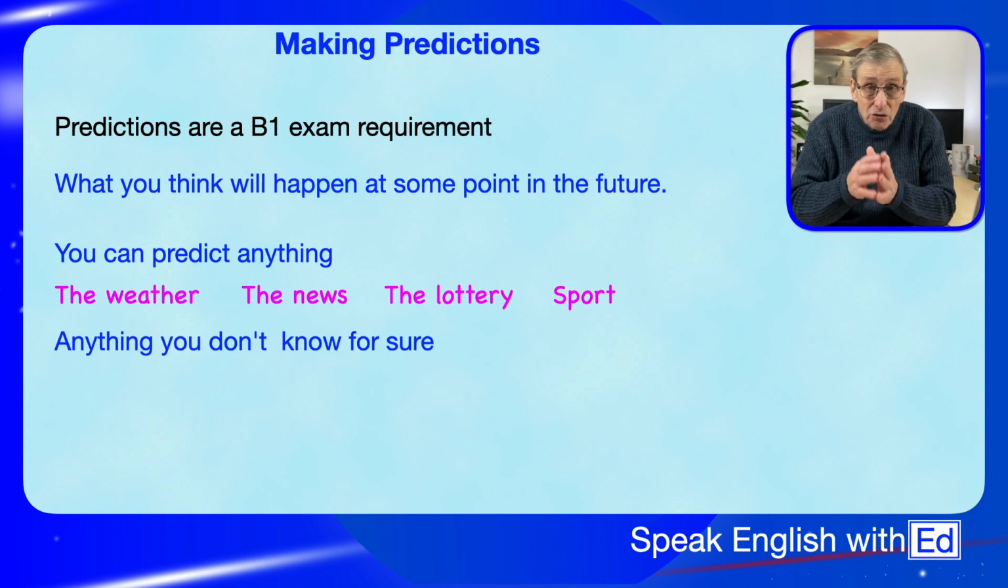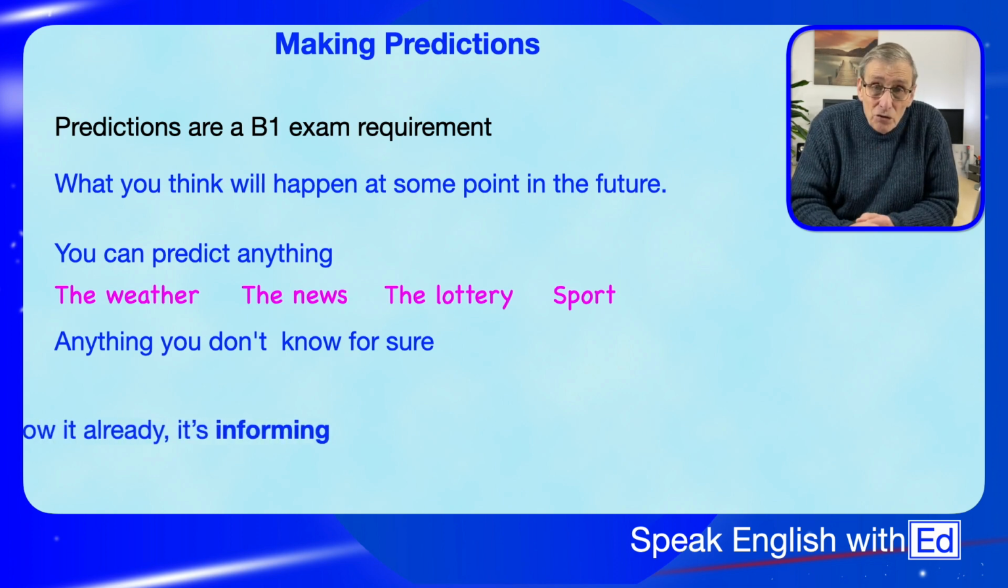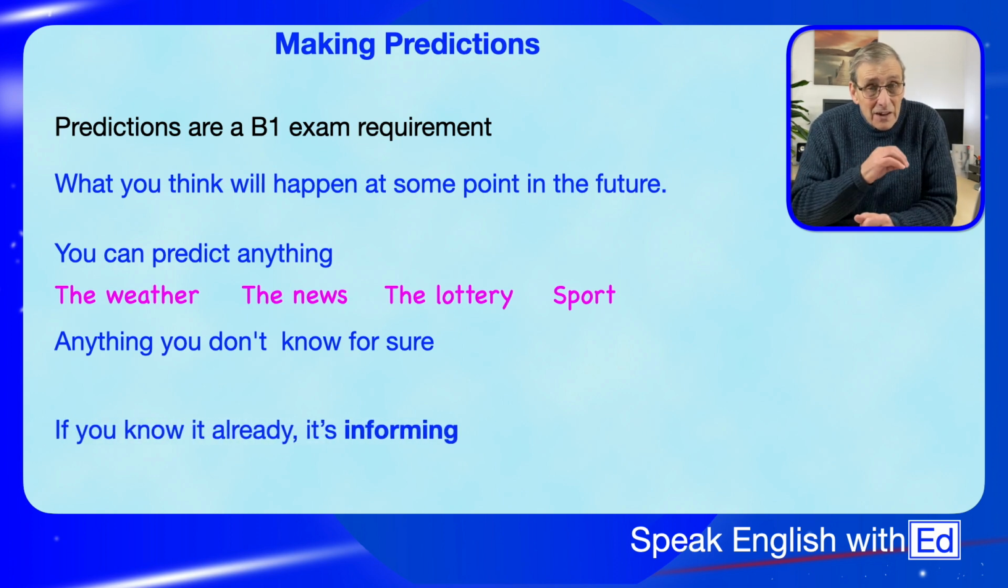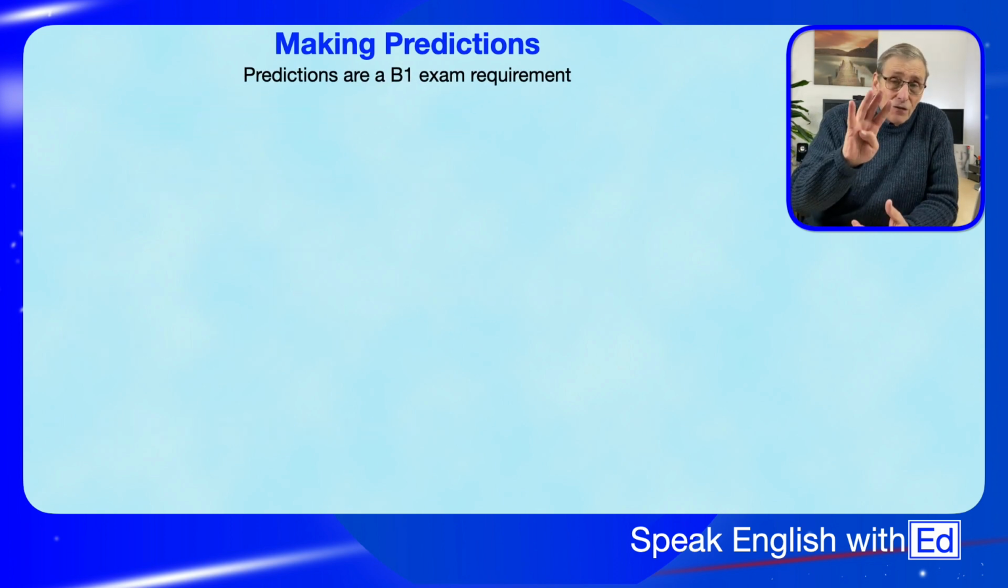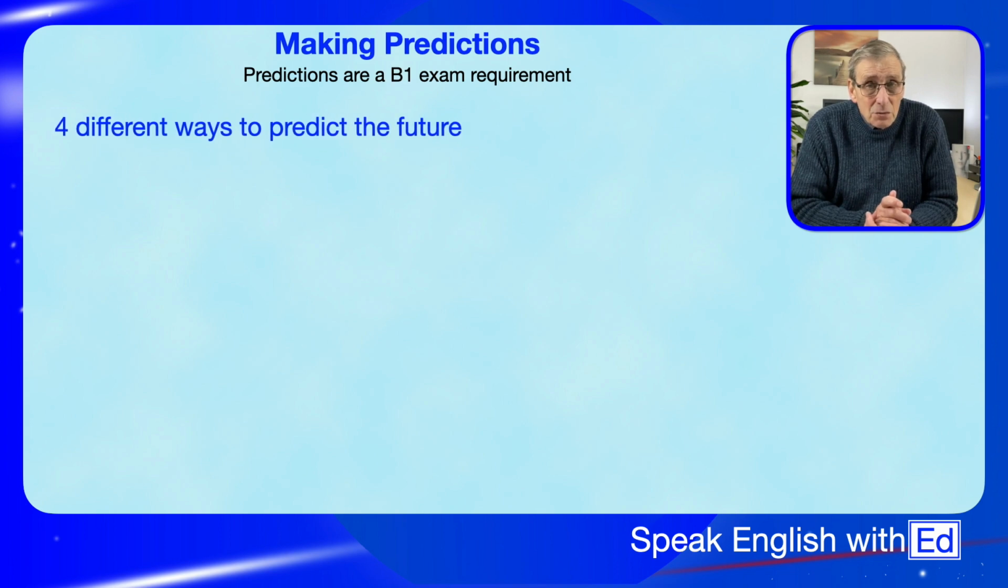If you don't know that it's going to happen, you can predict it. If you know that it's going to happen, then that's not a prediction. It's you giving information about something that you know is going to happen. That's not a prediction.